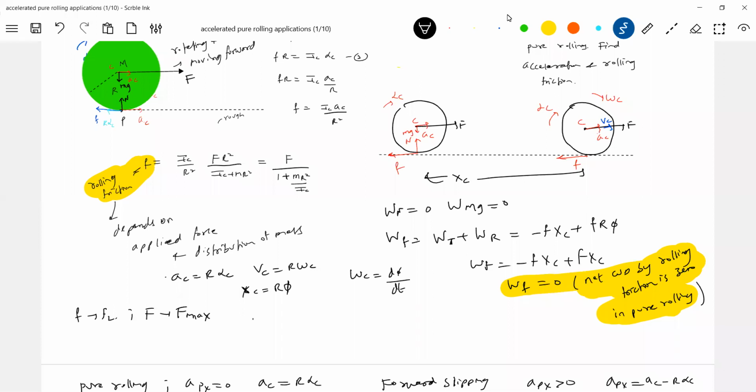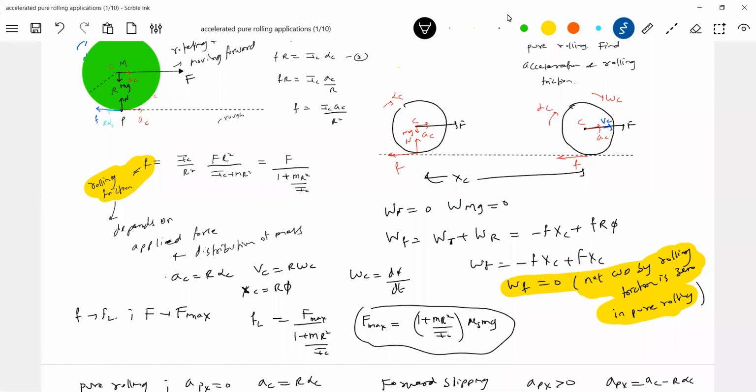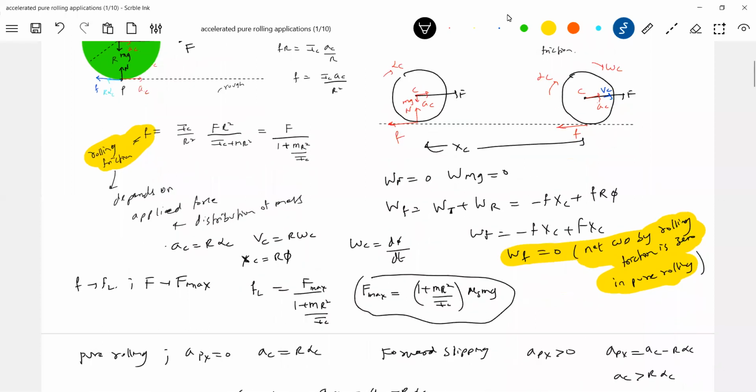So I'll substitute here. FL equals F into 1 plus mr square by IC, which should be equal to 1 plus mr square by IC into mu s mg. So if F is less than or equal to F max, no slipping. If F is greater than F max, slipping will occur. This is very important in numericals. This is a hidden condition. In books, I think they didn't stress it much.